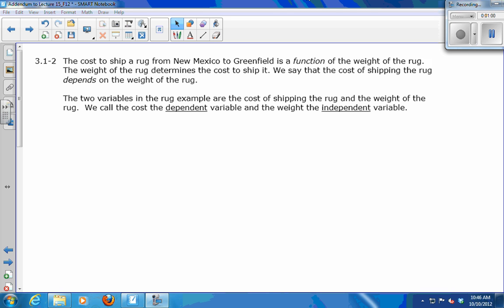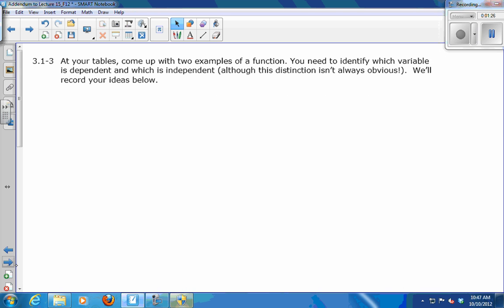Okay, so the cost to ship a rug from New Mexico to Greenfield is a function of the weight of the rug, or it depends on the weight of the rug. So of the two variables in the rug example, we call the cost the dependent variable because the cost is dependent on the weight. So we call the weight the independent variable. Okay, so I would like you to come up with two examples of a function. So two variables where one is dependent on the other, and record which variable is dependent and which variable is independent.